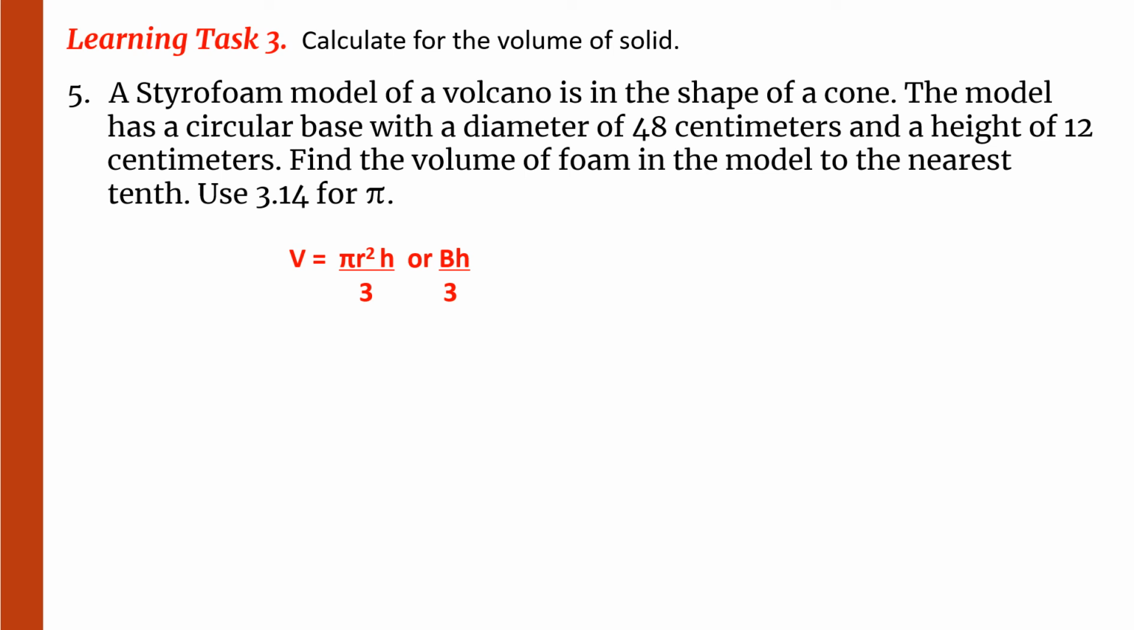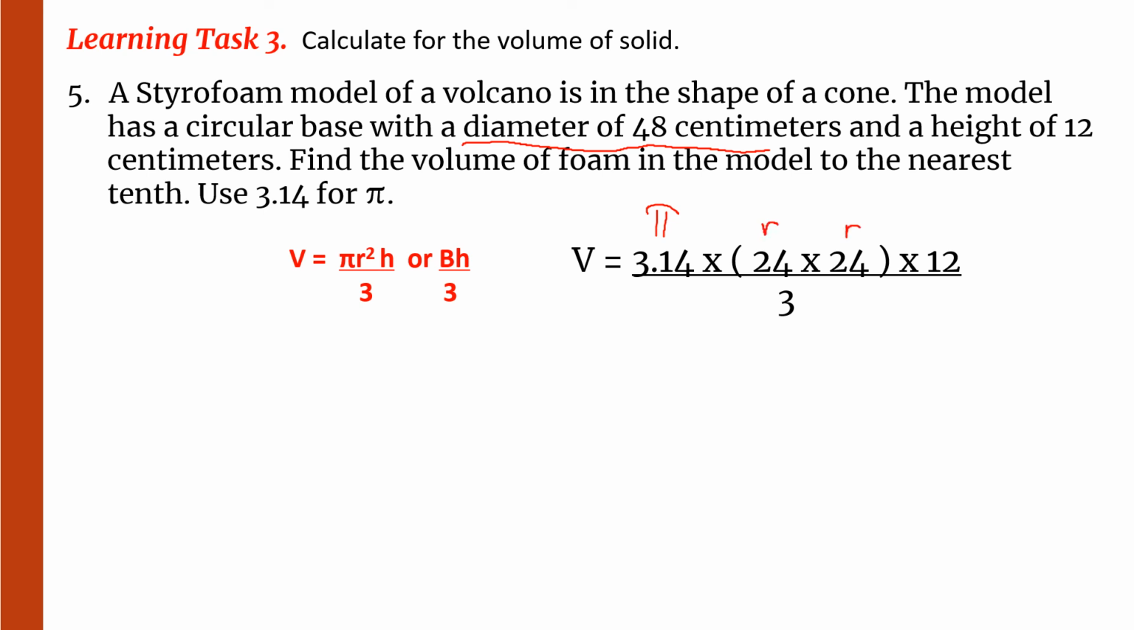Diba? Okay. Now, if we are going to continue solving this, magiging na siyang 3.14. So yung 3.14, ito yung ating pi. And then 24, bakit naging 24? Kasi nga, ang sabi sa given, diameter of 48 centimeters. And half of 48 is 24. So yun ang ating radius. Okay? Then ito another radius. Times the height, obvious na 12 daw naman ang ibinigay na height. So 12 centimeters. Kaya pi r squared h all over 3.